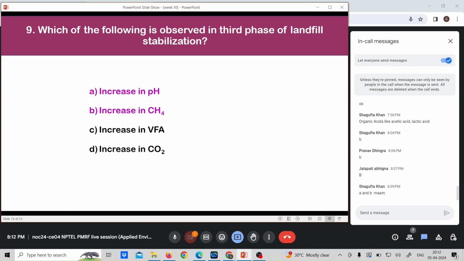Your VFA is consumed and then only methane is produced. So increase in VFA is a wrong answer. Whereas when VFA is consumed, your pH is going to rise. So increase in pH is the right answer.